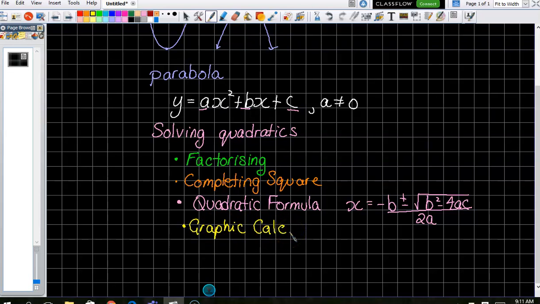Okay. So what we're going to focus on this morning is factorizing, and hopefully, although it might be pushing your luck a little bit, we'll get to completing the square as well, but we'll see how we go, all right? Don't want to scare your pants off.